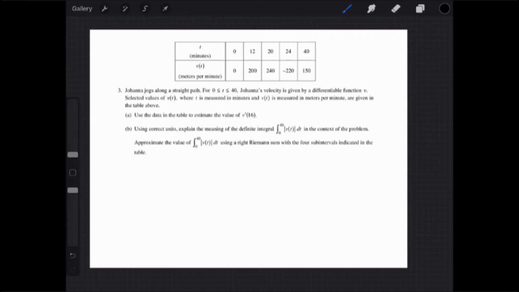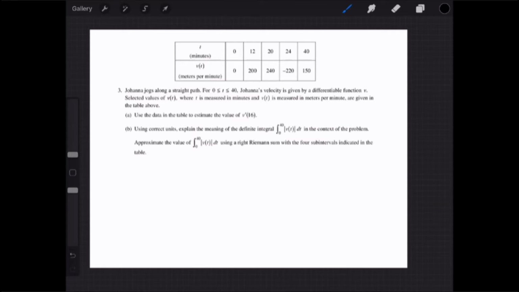B. Using correct units, explain the meaning of the definite integral, the integral from 0 to 40 of the absolute value of v of t dt in the context of the problem. Approximate the integral from 0 to 40 of the absolute value of v of t dt using a right Riemann sum with 4 subintervals indicated in the table.